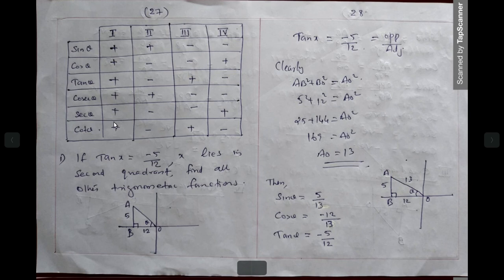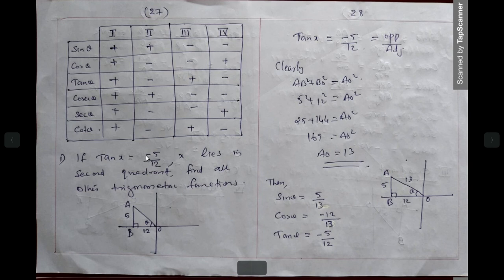They all are positive. But in second quadrant, only sin and cosec are positive, remainings are negative. The third quadrant, only tan and cot are positive, all the remainings are negative. In the fourth quadrant, cos and sec are positive, all others are negatives, right? This is also important. Then let us check a question.